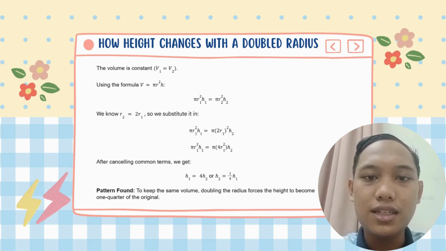So here is our first pattern. To keep the volume the same, if you double the radius, you must reduce the height to 1/4 of its original size.